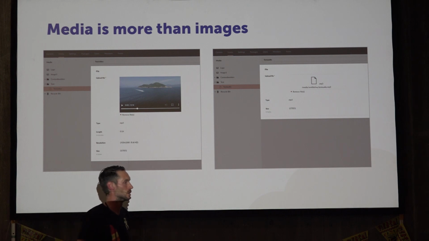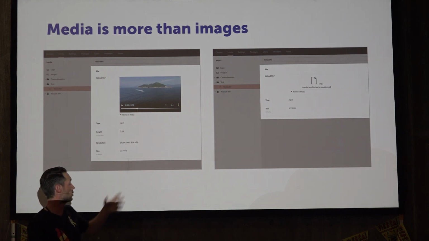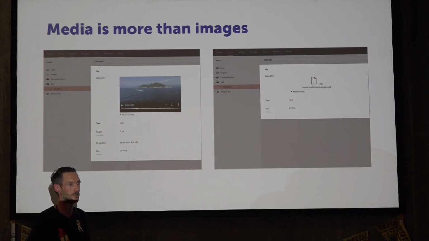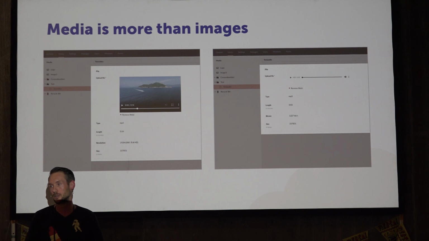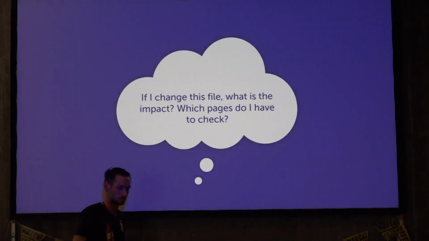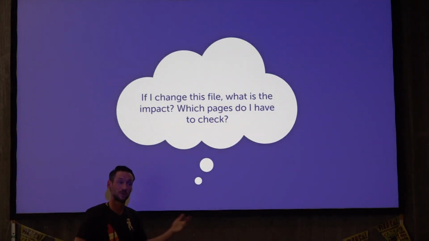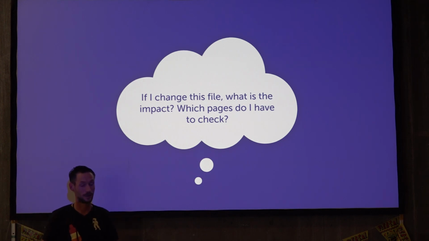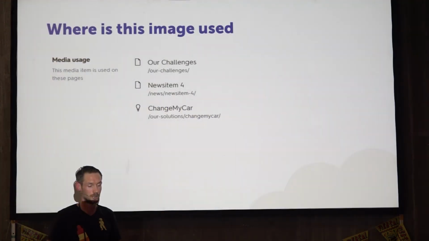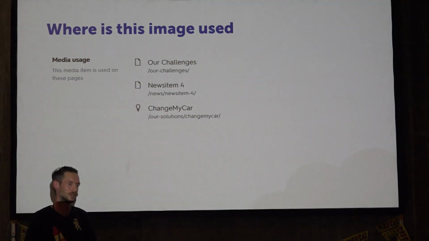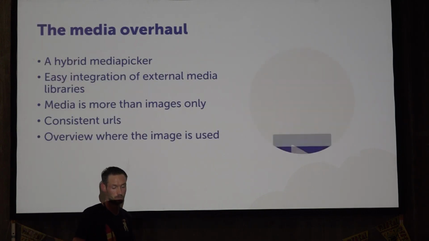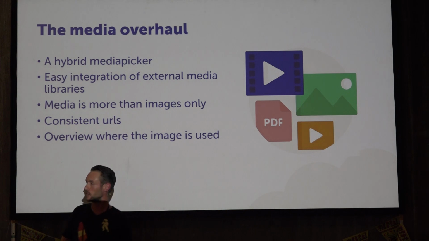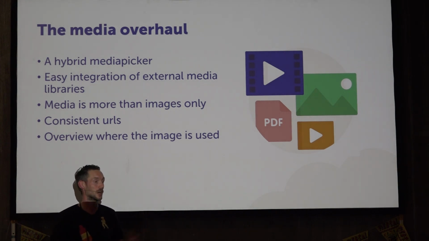This is what our end clients want. They want to see the video and some specifics about the video as well. And for the audio, the same. Of course, we have this one, but we heard today in the roadmap that they're gonna work on that in the next phase. But we just want something like this. Where's my media used? If I replace it, which pages do I have to check? So I would suggest my first version that I've been dreaming about, the media overhaul.